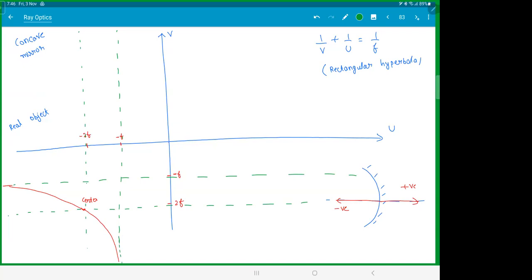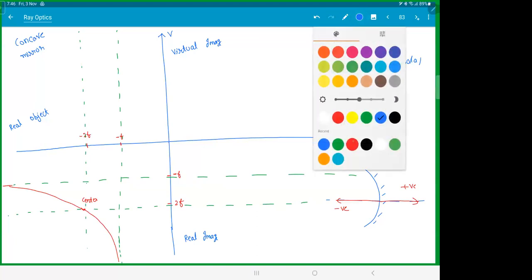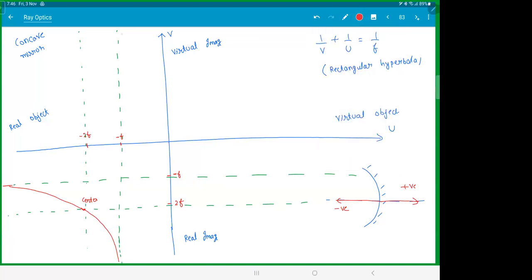Once you cross the focal length, the image becomes virtual. So this V is a virtual image. V negative is real image. Similarly, U is virtual object. Once you cross the focal length, you're still at focus, but a little ahead, the image will start at infinity.